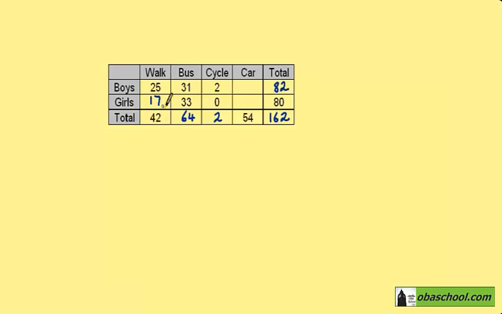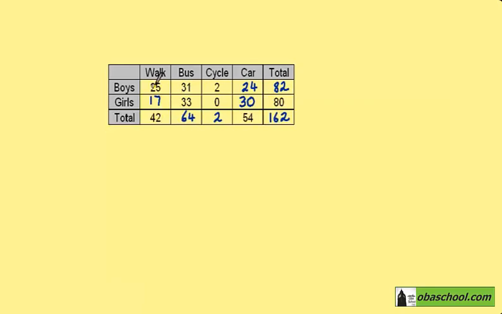Now looking at the girls' row, 17 walk, 33 take the bus, so that's a total of 50, and none cycle, so we have 50, but 80 in total, so 30 must come by car. We now have 54 in total come by car, 30 of whom are girls, so 24 boys must come by car.